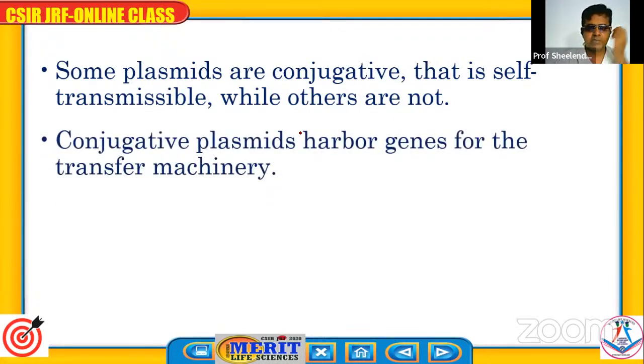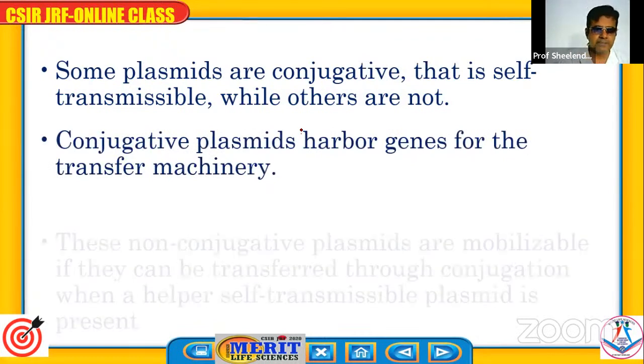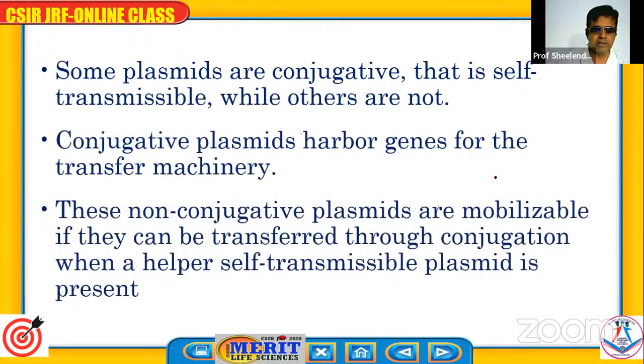Right. So conjugative plasmids harbor genes for the transfer machinery. And non-conjugative plasmids are mobilizable, if they can be transferred through conjugation when a helper transmissible plasmid is present. So they always need a helper plasmid. I think this is clear. Any doubt? You can ask.